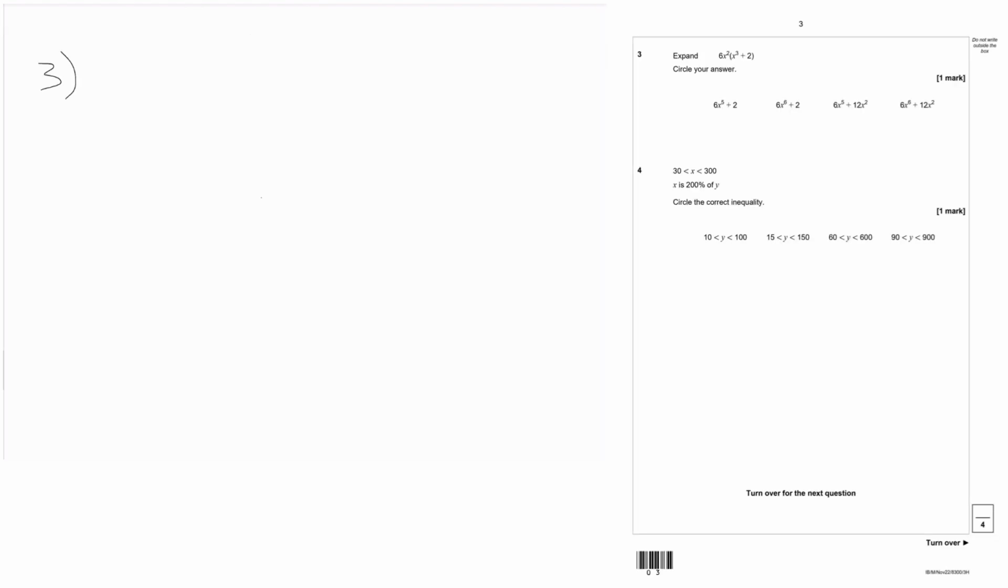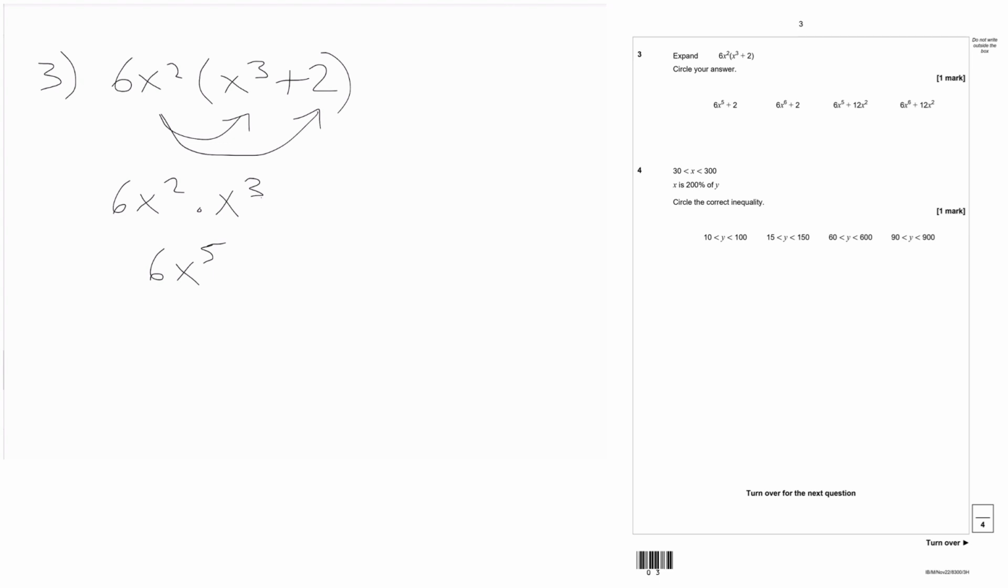So question 3, and we're given this expression 6x squared times (x cubed plus 2), and we're asked to expand the brackets. So here we just multiply each term on the outside with the terms on the inside. So we have 6x squared times x cubed. We're combining powers here. Because it's a multiplication, we add the exponents. So this becomes 6x to the power of 2 plus 3, which is 5. And then this is going to be plus 6x squared times 2, which is 12x squared. And this is our final answer.